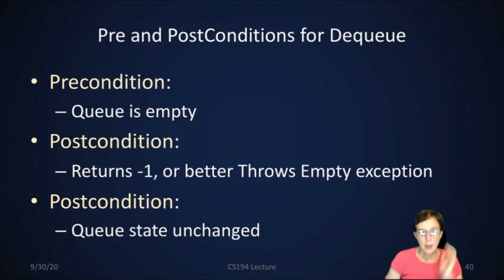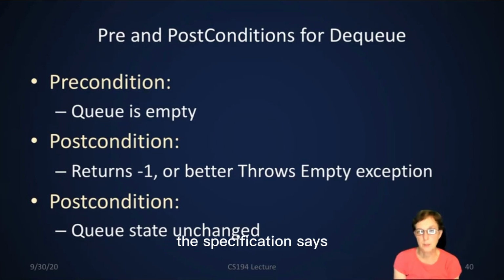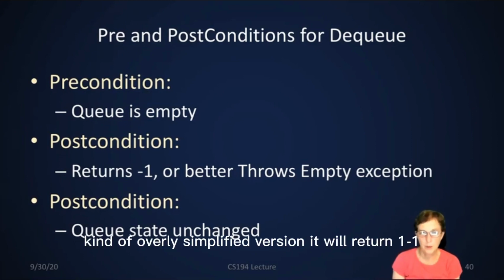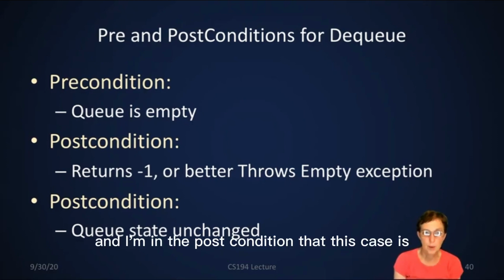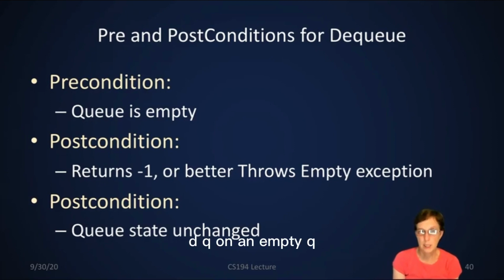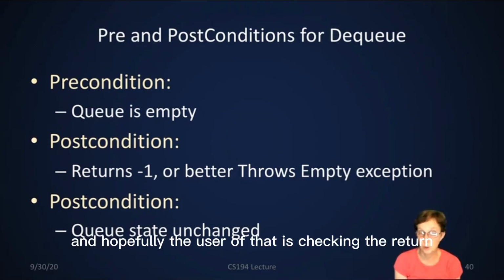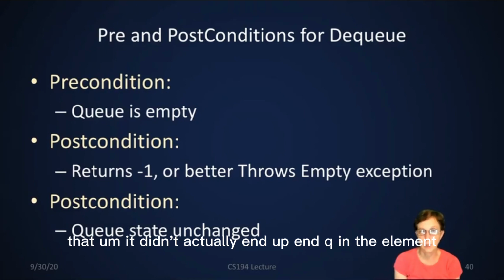And we also have to look at the case where the queue is empty. In the case where the queue is empty, the specification says, well, in my kind of overly simplified version, it will return a -1. Better yet, it might throw some exception. And the postcondition in this case is, by the way, that the queue state is unchanged. So just because we called DQ on an empty queue doesn't mean that we get some messed up state of the internal queue. It just means nothing happened. And hopefully the user of that is checking the return value to know that it didn't actually end up NQing the element.